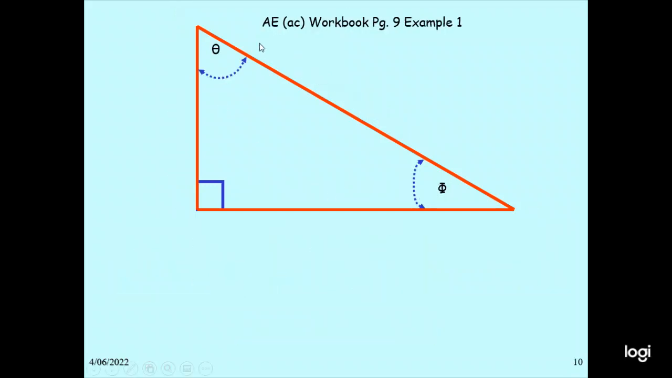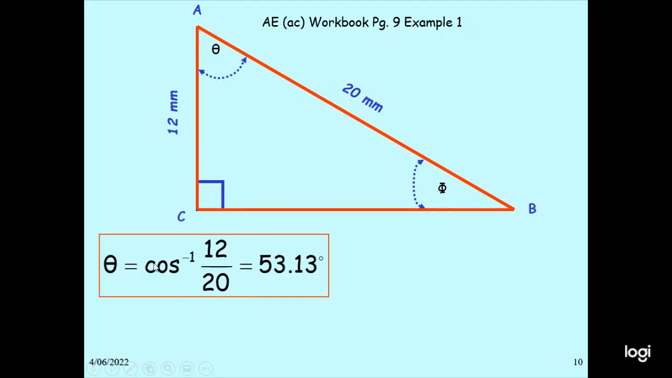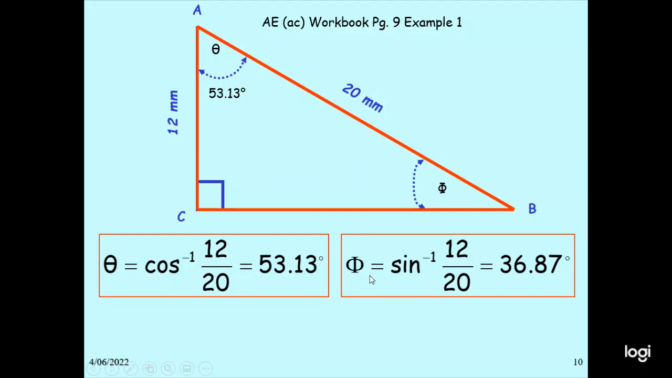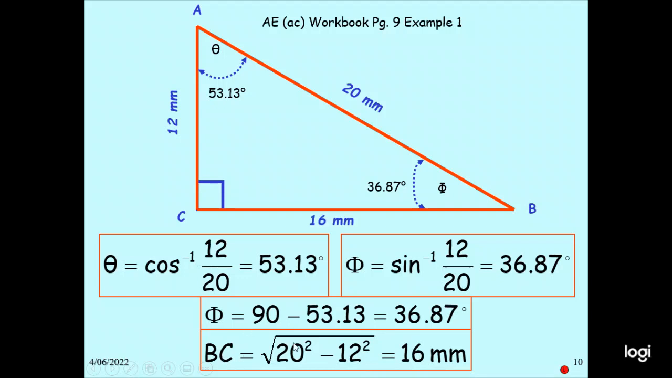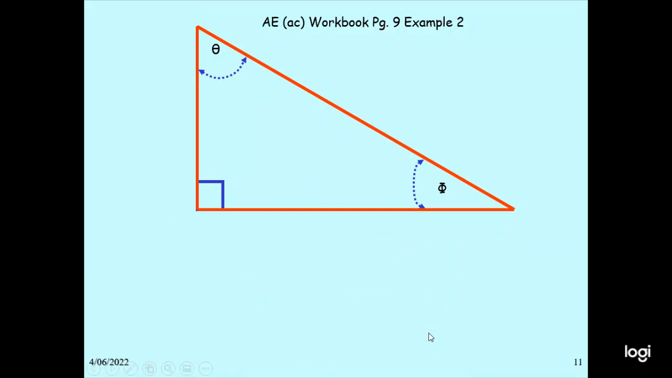So here are some examples. So this is the hypotenuse, the angle theta is phi, this is 20 meter, 12 meter. So in this case, cos theta is 12 by 20, so 53.13 degrees. Sine phi is about 12 by 20, so 36.87 degrees. Theta plus phi equals 90, so 90 minus 53.13, you get 36.87. BC is the square root of 20 square minus 12 square, so you get 16 millimeter. So that will be the answer here.